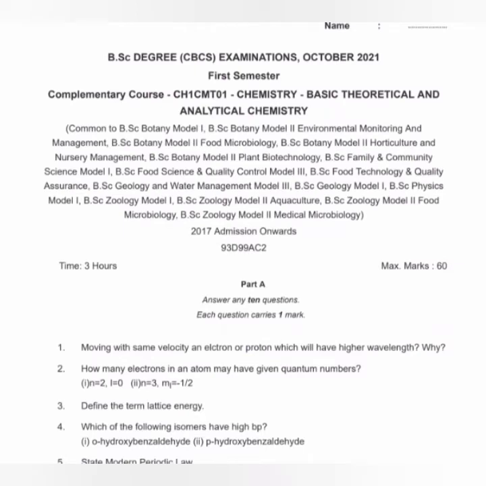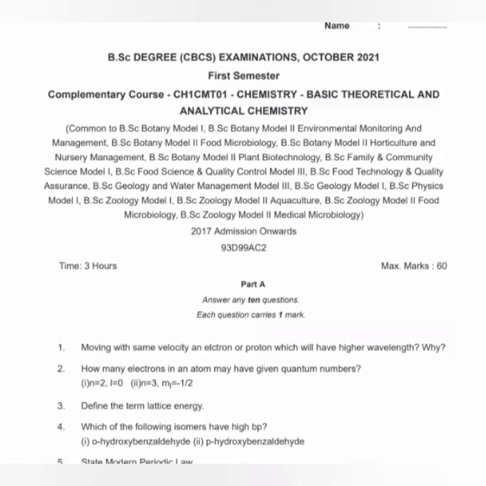October 2021. Part A. 1. Moving with same velocity, an electron or proton, which will have higher wavelength? Why? 2. How many electrons in an atom may have the given quantum numbers? 1. n = 2, l = 0. 2. n = 3, m = 1/2.